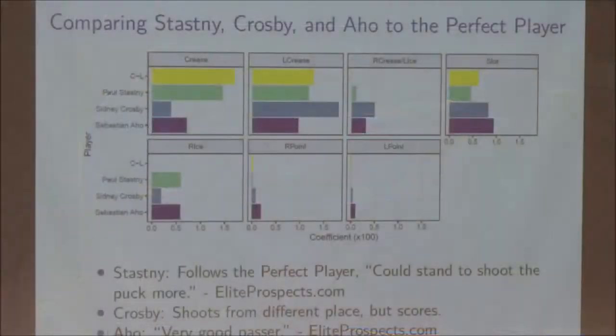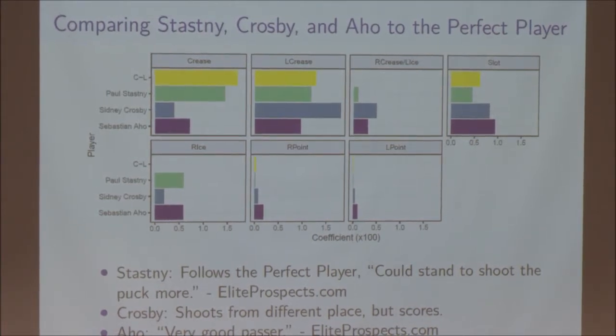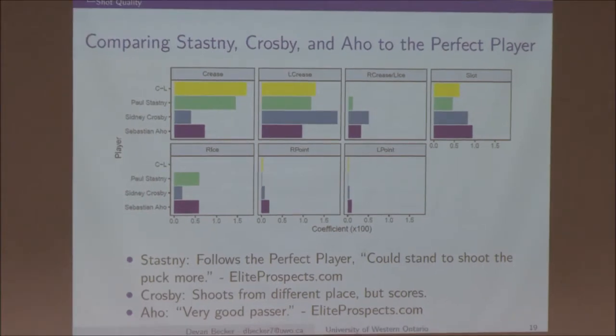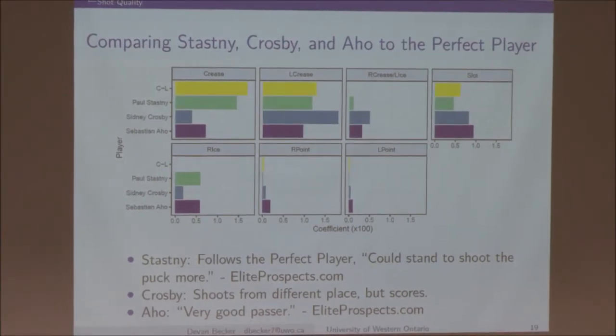And so a little bit of a case study. I've got Stastny, Crosby, and Aho. So these are the coefficients for the left-handed center again. And Paul Stastny tends to shoot from basically the same places, except he shoots too much from the right ice, it would seem. When I looked him up on eliteprospects.com, their description was he could stand to shoot more, which my analysis tends to agree with.